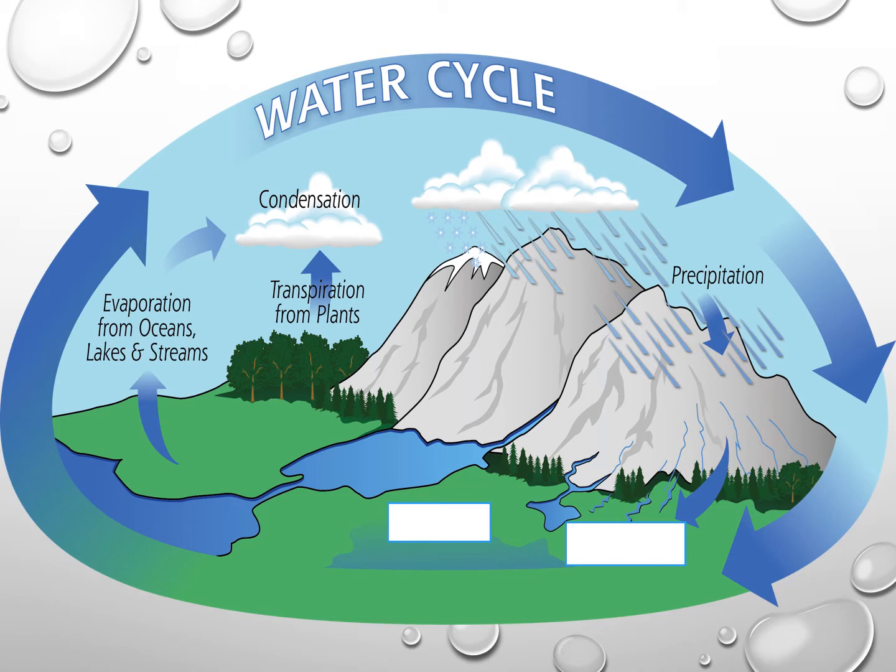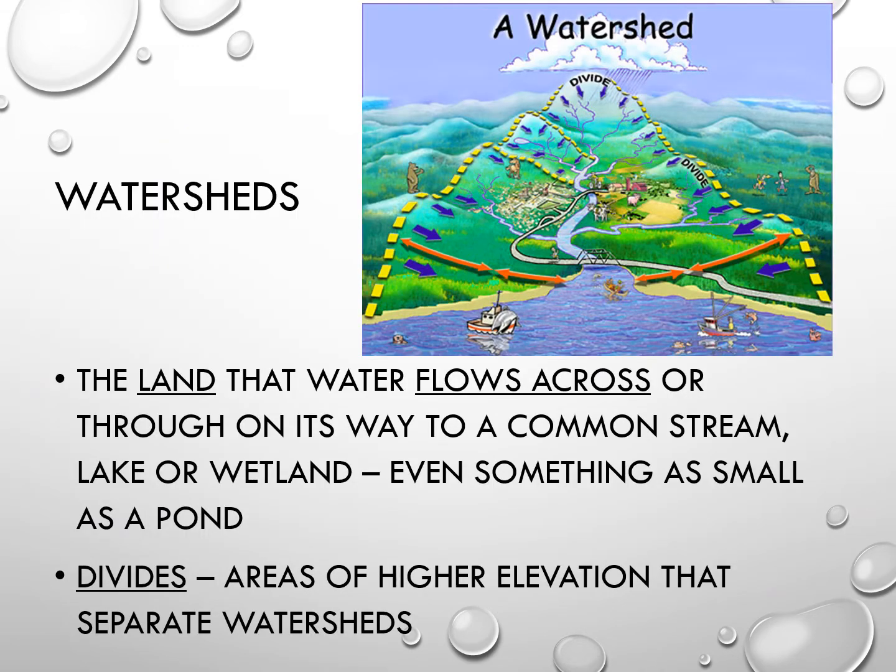Once it falls back down to earth, it's going to run across the surface in streams and rivers, and we call that surface runoff. So where it's actually running across the surface is surface runoff. And then some of it does end up going underground, and the water that's underground is actually referred to as groundwater. So that's just a basic review of the water cycle, just to kind of refresh your memory a little bit on that. So today in particular, we're talking about the water on the surface. So we're going to start off talking about watersheds.